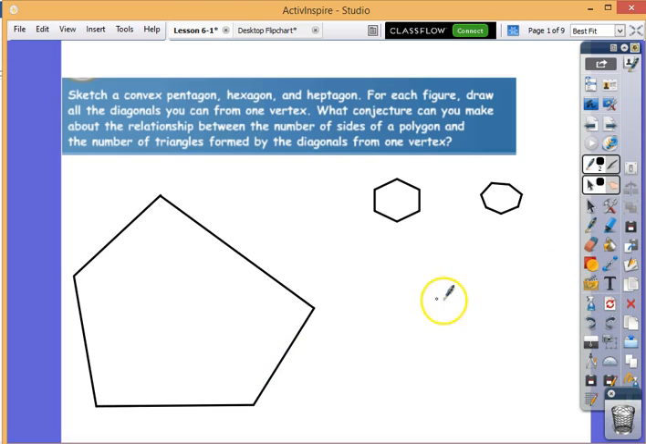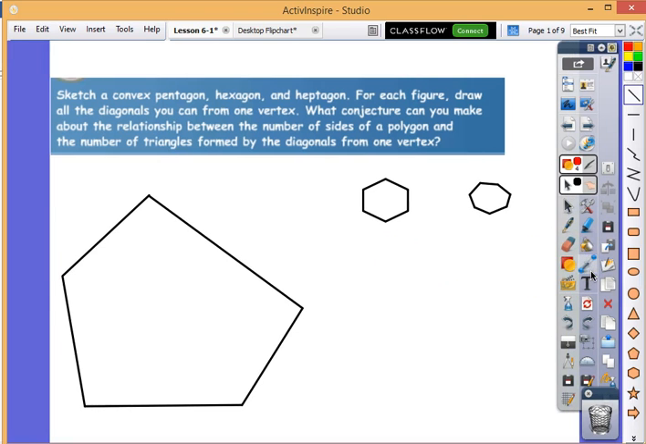All right, so what we're going to do is take a look at some polygons I've got sketched out here. These polygons are convex, which means that all the angles inside are less than 180 degrees. You don't have any interior angle that's greater than 180, or every diagonal you can draw remains inside the polygon itself.